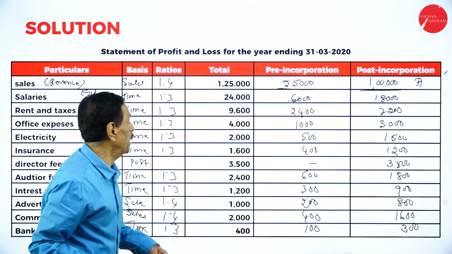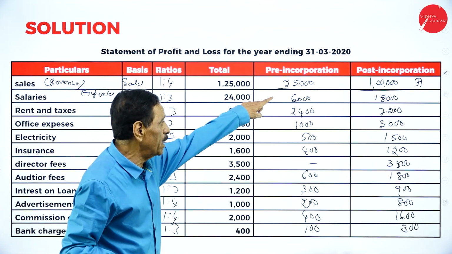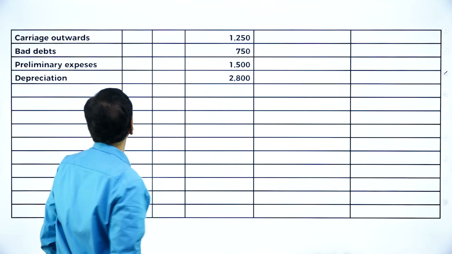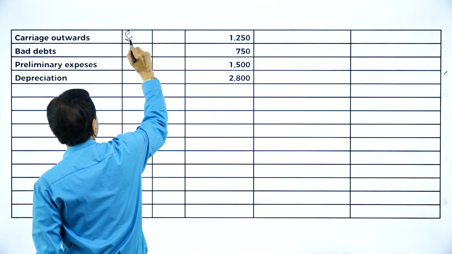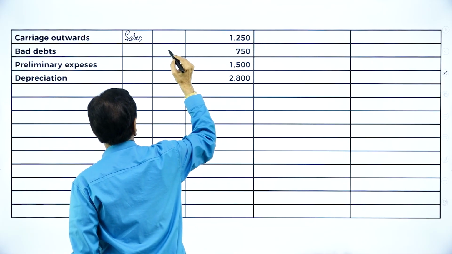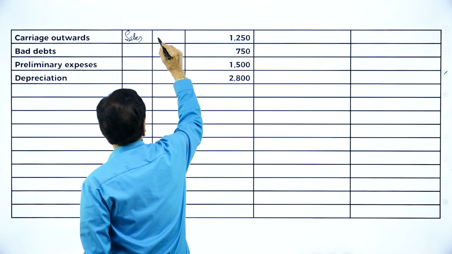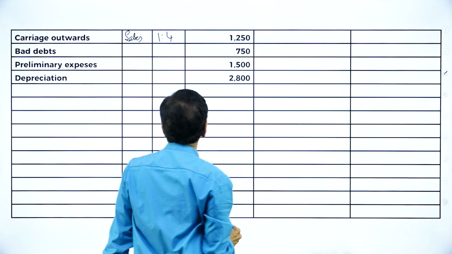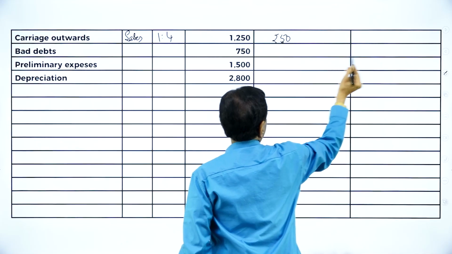So based on the given ratios, sales ratio and time ratio, 1 lakh. This is only a revenue. Others are expenses. Come back. Carriage outward, sales ratio, basis sales. This is 1:4, 1,250, 1/5, 250, 1,000.